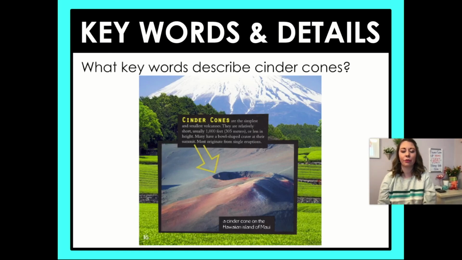We're going to look for keywords to describe cinder cones. Cinder cones are the simplest and smallest volcanoes. They are relatively short, usually 1,000 feet or less in height. Many have a bowl-shaped crater at their summit. Most originate from single eruptions. So what words do you think are important there? Which ones do you think are key to describing cinder cones?